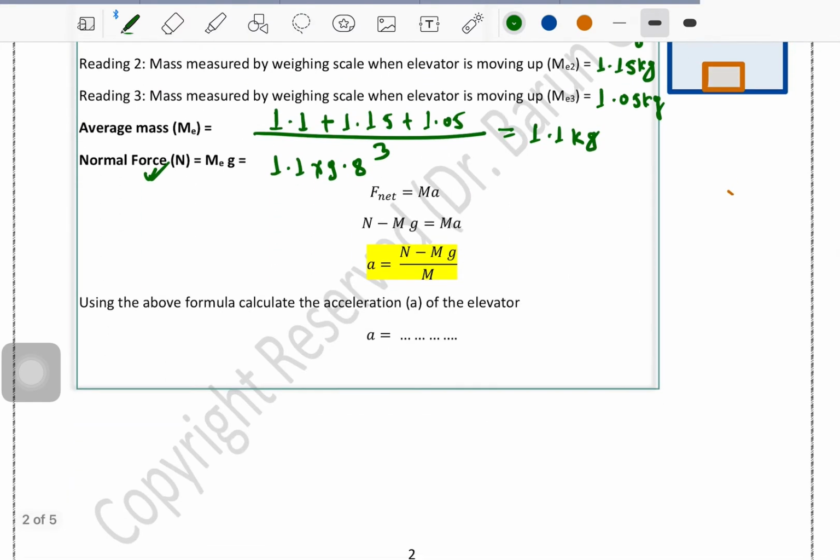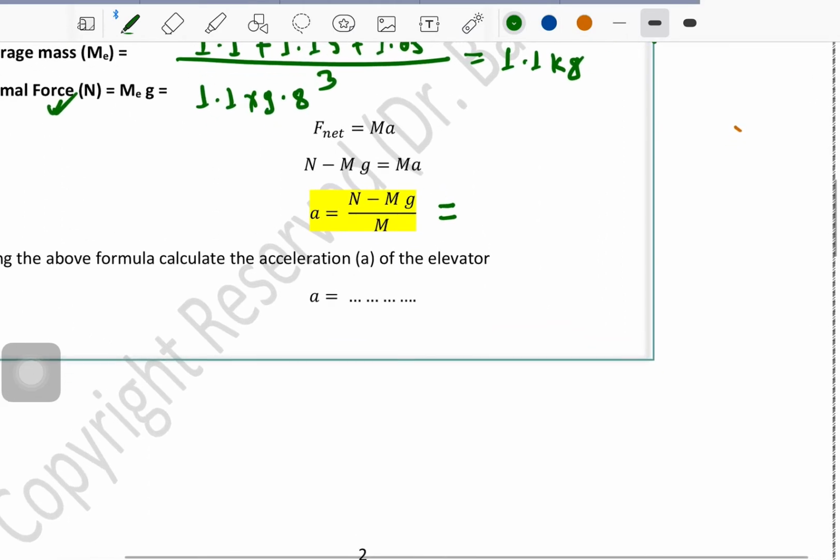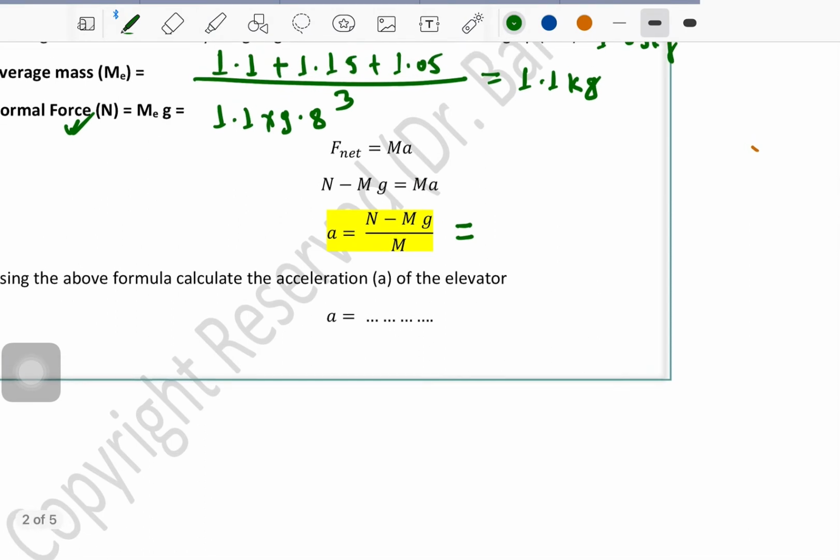All right. So now once I have all this observation, I can simply plug in and calculate the acceleration. Here is the formula. How do I get this formula? Just watch the video and then you should be able to find it out. So N value here is 1.1 times 9.8. Let's multiply it. And I get 10.78. 1.1 times 9.8, 10.78. That's right.